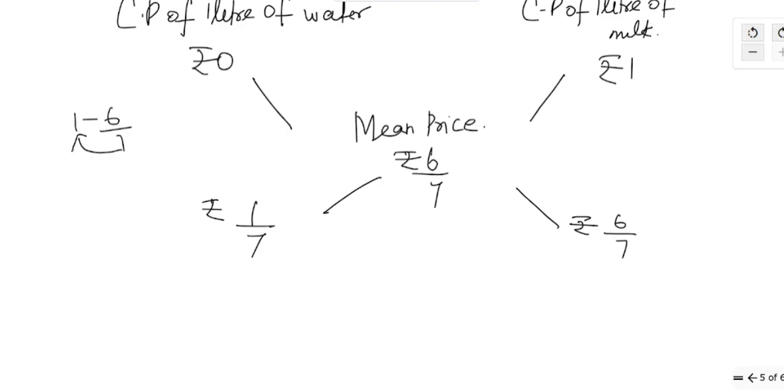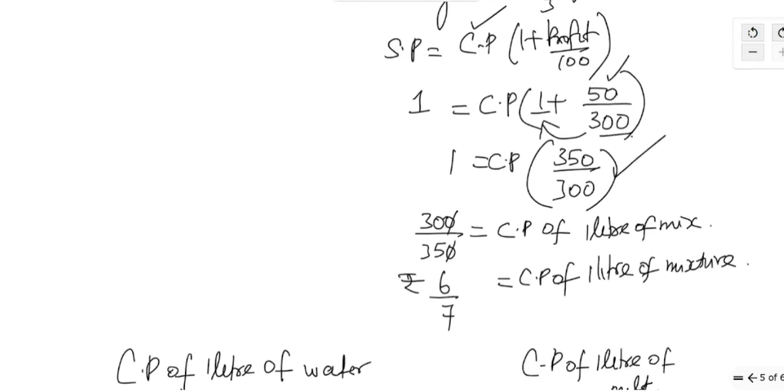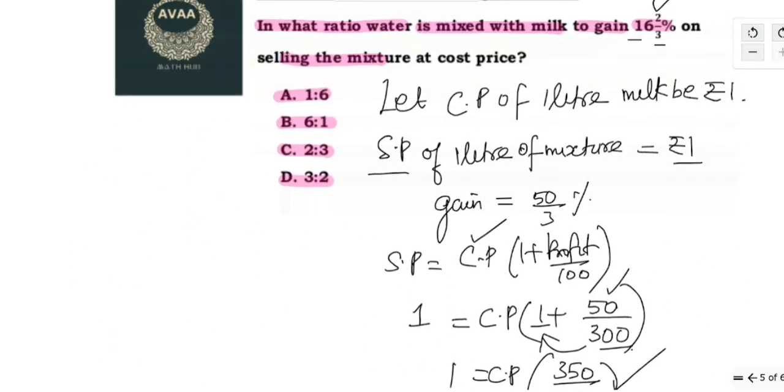So by the rule of alligation, we have the ratio of water and milk as 1 over 7 is to 6 over 7. Cancel it. Finally, the ratio becomes 1 is to 6. So option A is the correct answer.